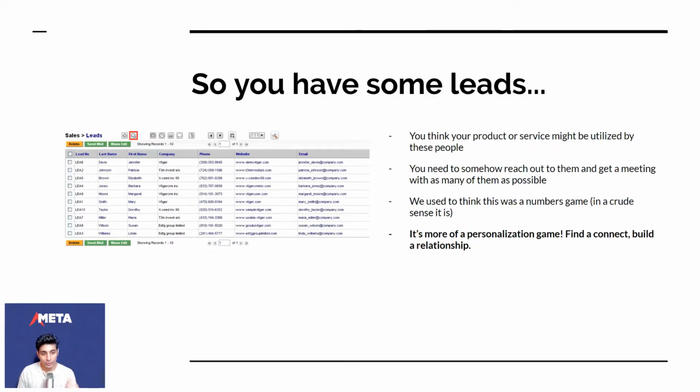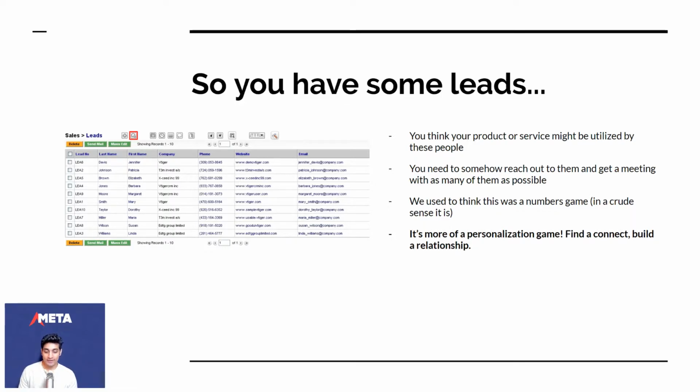We used to think that this was a numbers game, right? And in a crude sense, it is. If you send out hundreds of thousands of emails and you have a 1% conversion rate, then you know, okay, I'm going to get this many leads. And in a crude sense, it's still like that. But there's a way to go from a 1% conversion rate to a 4, 5, 10, 15% conversion rate if you are smarter about it. And the way to be smarter about it is to personalize every email. Find a connect and build a relationship.